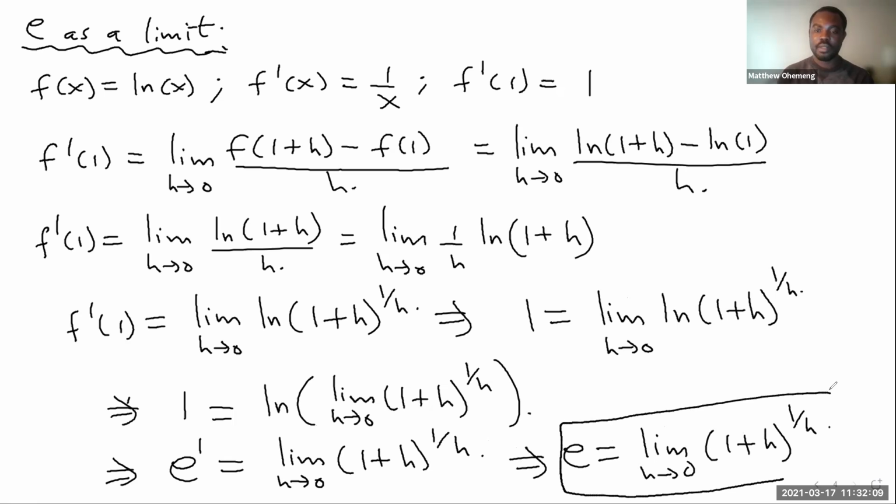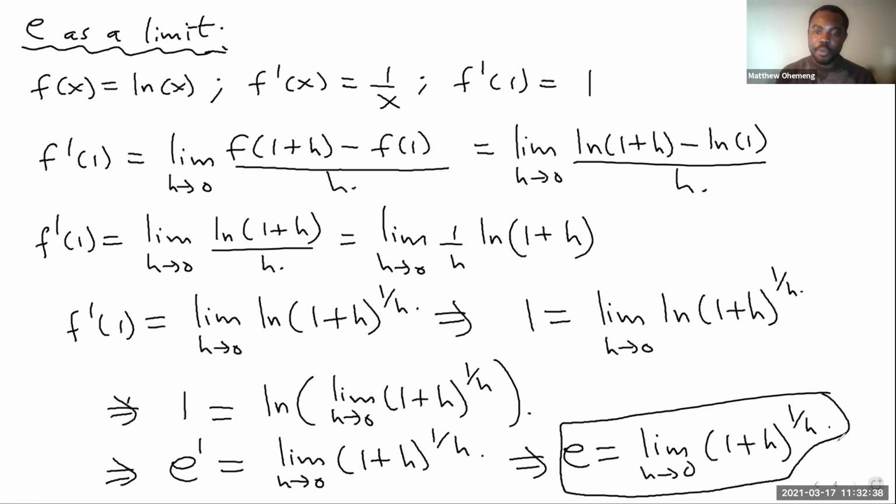This is the first property. So e is this. Whenever you're evaluating a limit and you see the limit as h approaches 0 of 1 plus h all to the power 1 over h, then that is just e. And as I said, when you use the numerical approach, you get e to be 2.7 something. So that's the first thing.